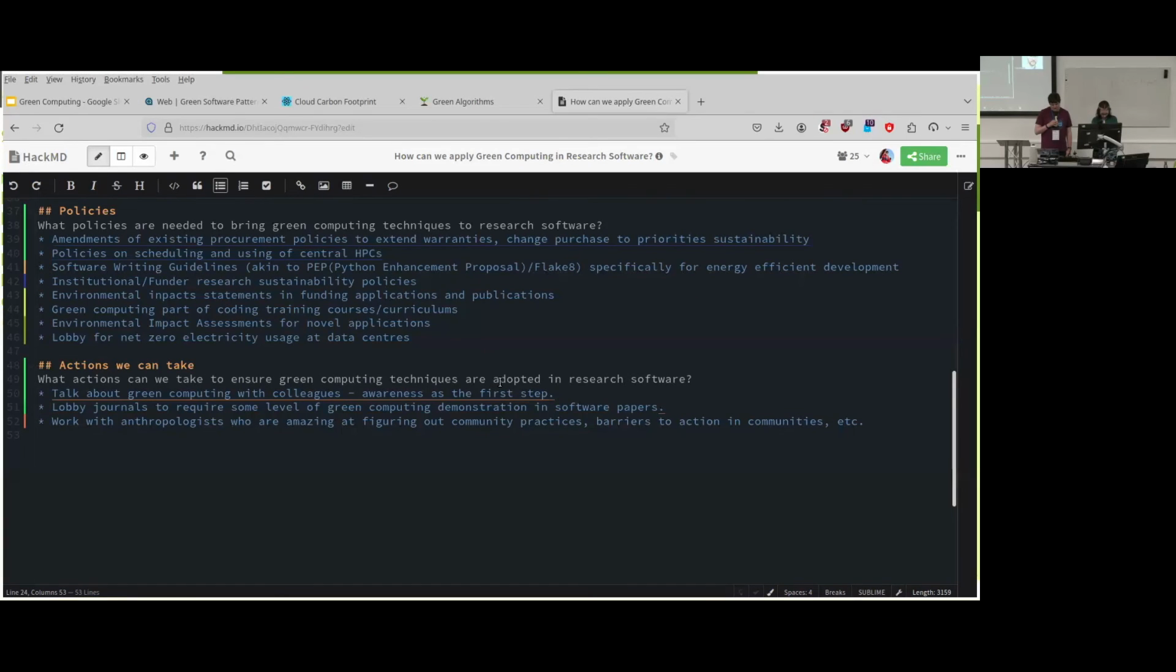Yeah, green computing and curriculums. There is a university in the Netherlands teaching undergraduate computer science who've started to try and embed green computing in part of their curriculum and have several modules now on it that are freely available on GitHub. I'll try and dig out the URL for those later on. I think it's TU Delft, but I'm not certain. Lobbying for net zero electricity at data centers, yes.